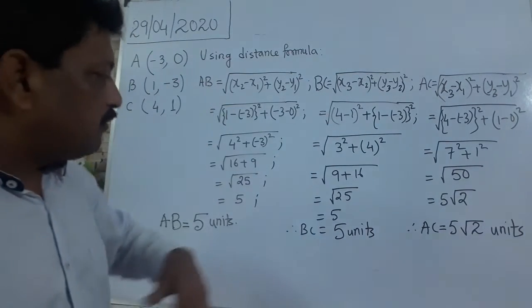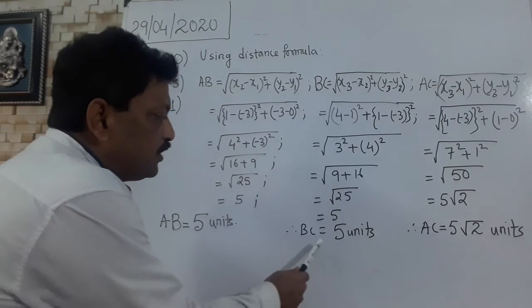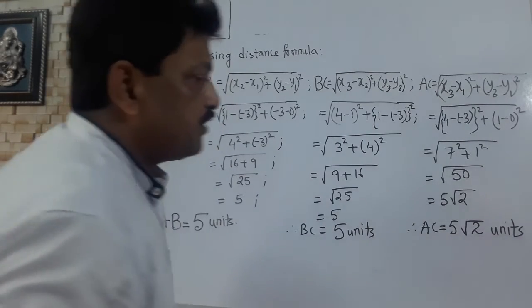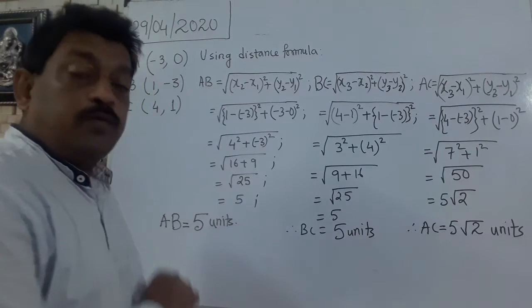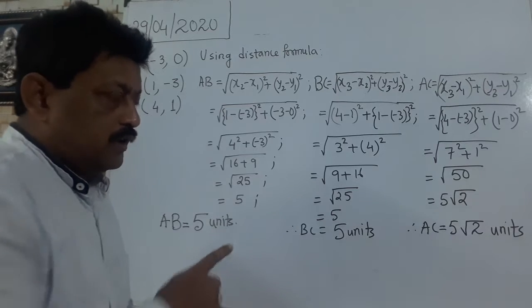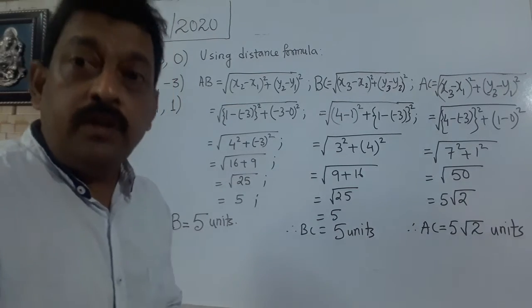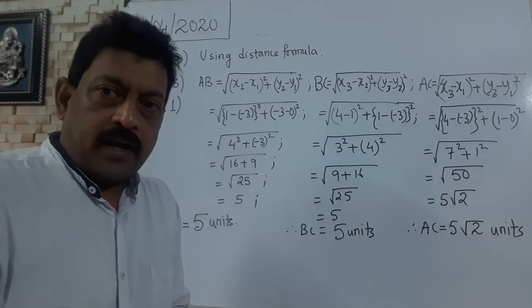So after calculating all these, we can see that AB is 5 units, BC is 5 units, and AC is 5 root 2 units. Now these points are not collinear because if we add any two distances, it will not be equal to the third one. So these are not collinear, which means they will form a triangle.